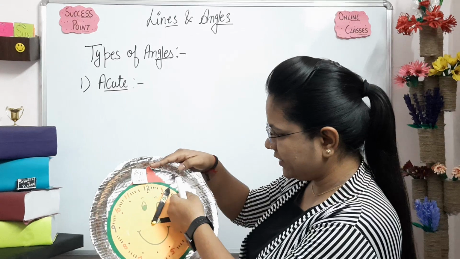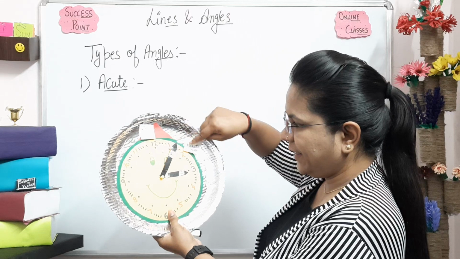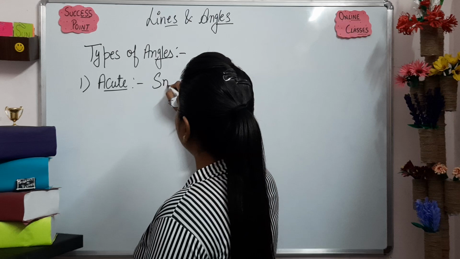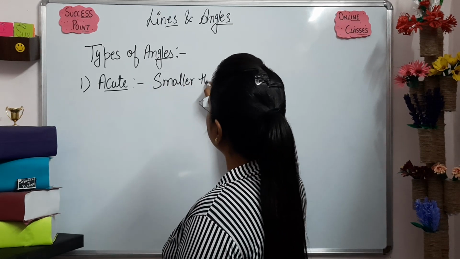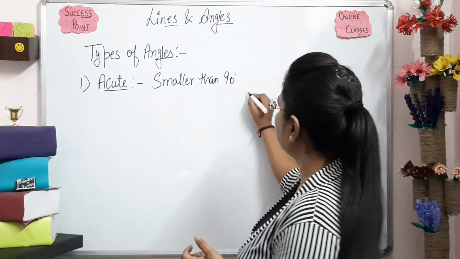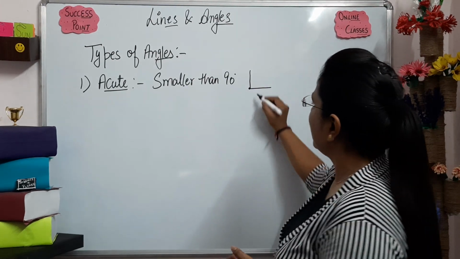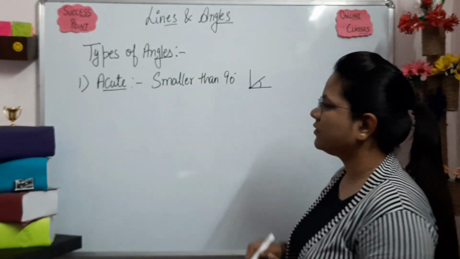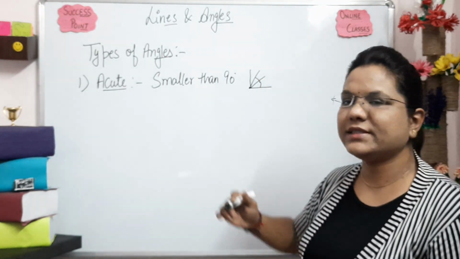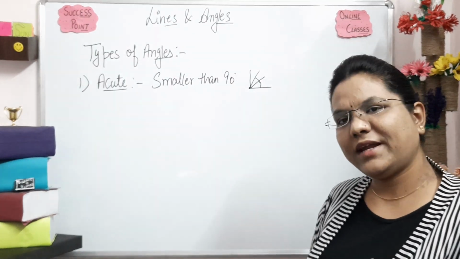So let us categorize it as acute angles. Angles less than 90 degrees, all are acute angles. Let's give it the naming: smaller than 90 degrees, we call it an acute angle. Now what about this angle? Acute angle. If you check this angle, all these angles which are less than or smaller than 90 degrees are acute angles.